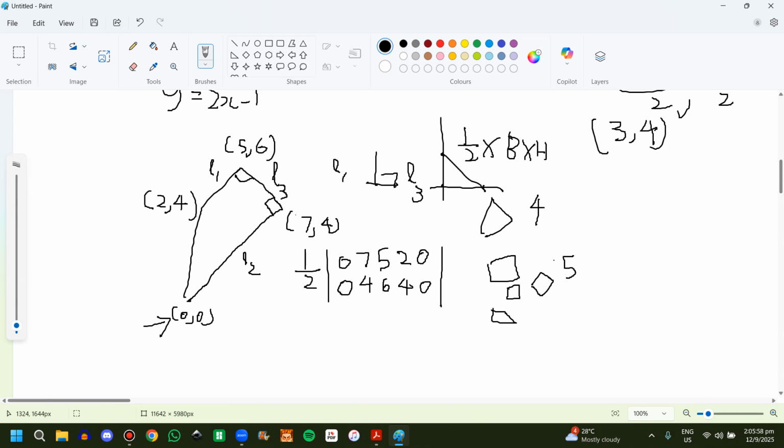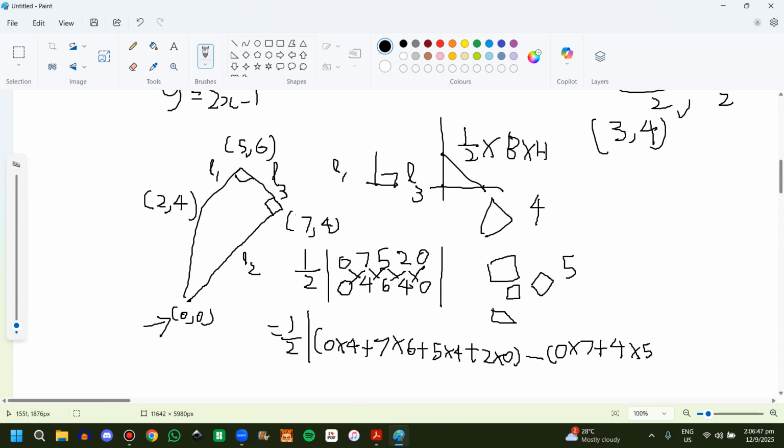Understand? Good. If you do not understand, please rewind the video a few seconds back to listen to what I explained. Anyways, let's do the calculations. There will be two sets of multiplication. The first one I'll go like this: 0 times 4 plus 7 times 6 plus 5 times 4 plus 2 times 0. Okay, this is for the first set of multiplication, minus this. Don't you see it's a shoelace now? That's why they call it the shoelace method. So 0 times 7 plus 4 times 5 plus 6 times 2 plus 4 times 0.